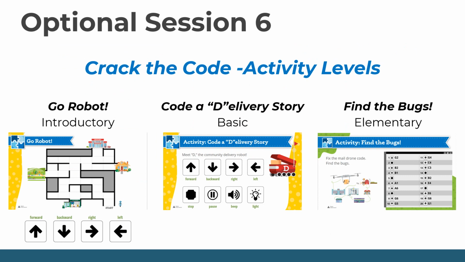There are 3 activity options for this session. Volunteers and the teachers are encouraged to decide which level is the best fit based on students' abilities. Go Robot is the introductory level for students who have no previous exposure to coding commands or sequences. Code a delivery story is a basic level activity for students who grasp the concept of commands and sequences. Find the Bugs is an elementary level activity for students who have done some basic coding sequences.